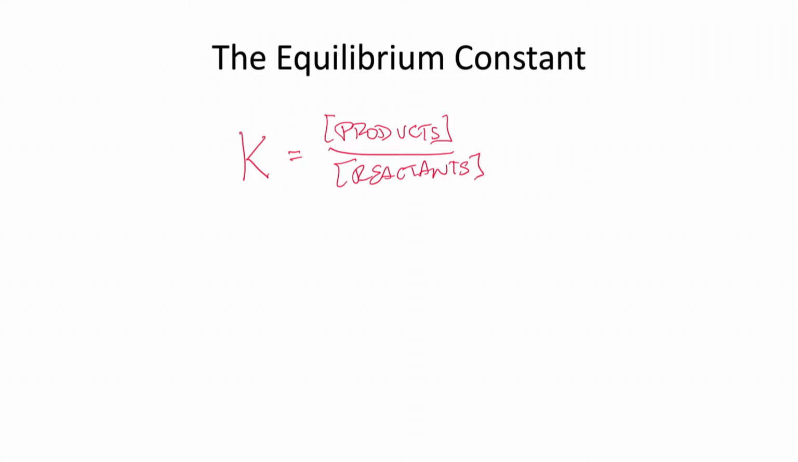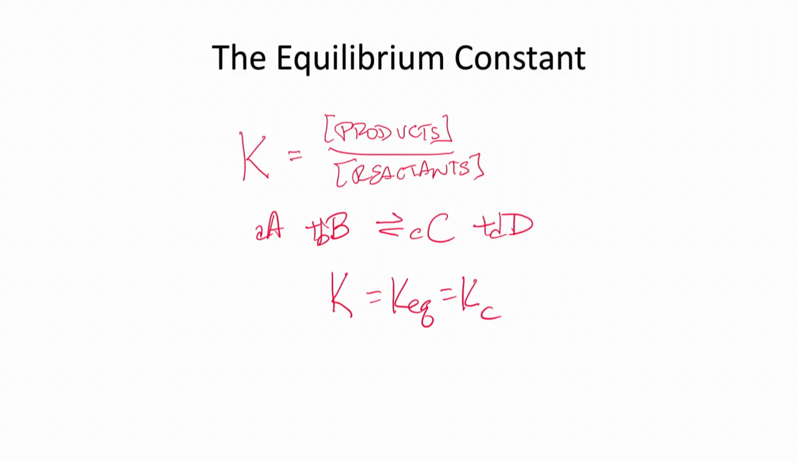So let me give you a specific example. Let's say I had a chemical reaction with A and B as my reactants, and they're in equilibrium with C and D as my products. When I balance this, maybe I have little a moles of A, and little b moles of B, and little c moles of C, and little d moles of D. The equilibrium constant, capital K, sometimes written KEQ or KC. The EQ just means equilibrium. The C just means concentration.